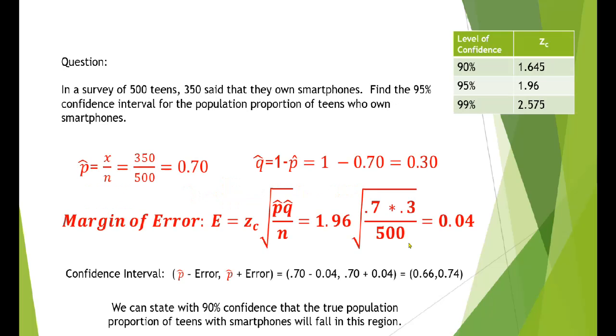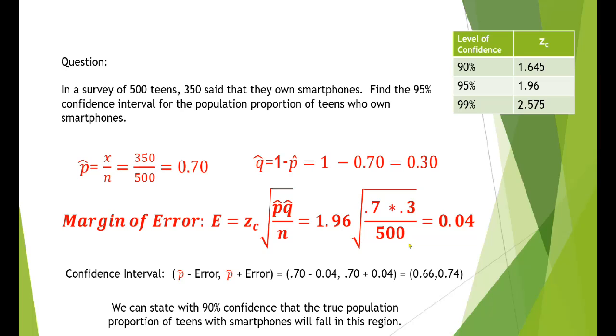Now we need to find the value for the margin of error in order to determine the confidence interval. We're going to use a 95% confidence interval, so our z sub c is equal to 1.96, looking at the chart, and the formula appears in the middle of the slide. E is given by z sub c times the square root of p hat times q hat divided by n. So if you calculate that out, you're going to come up with 0.04.